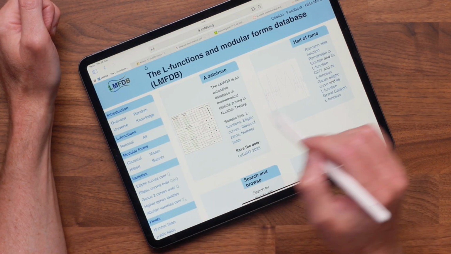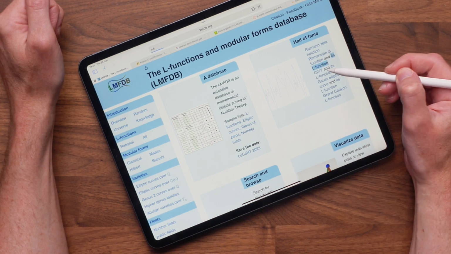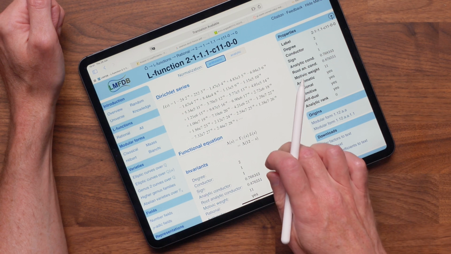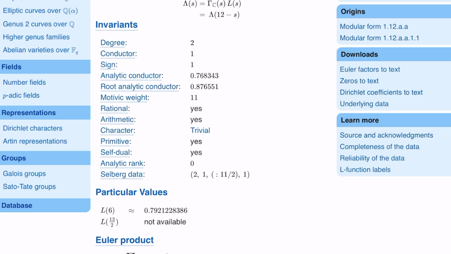Before we move on to the invariants most intimately related with the Riemann hypothesis, I just want to emphasize that you can always explore many more examples in the LMFDB. For example, here in the Hall of Fame, you find the Ramanujan delta function and its L function, and you could check there what is the degree, what's the conductor, what's the motivic weight, and so on.